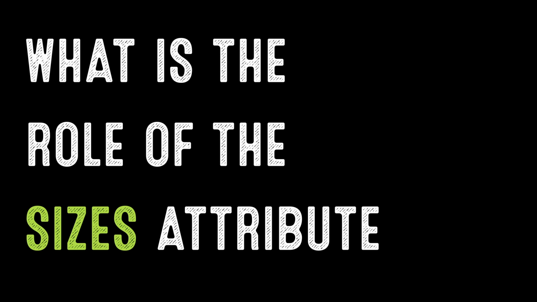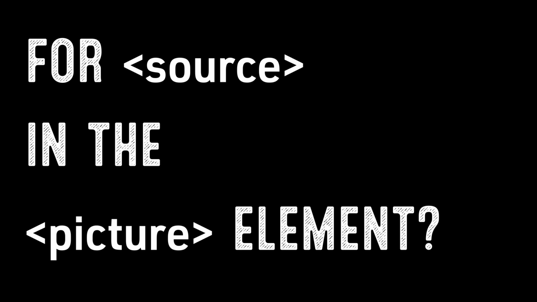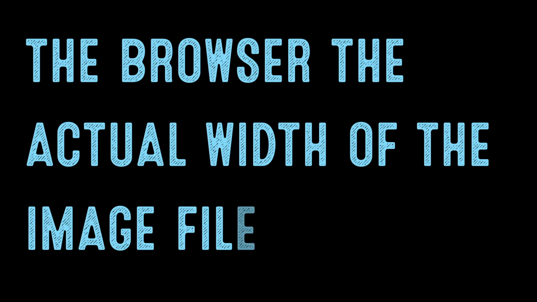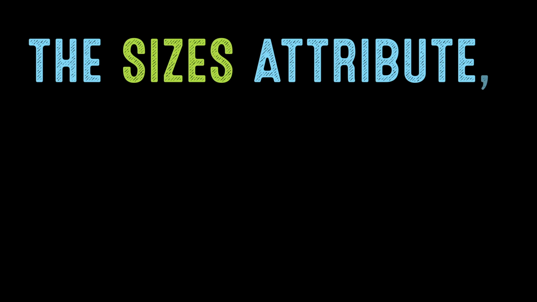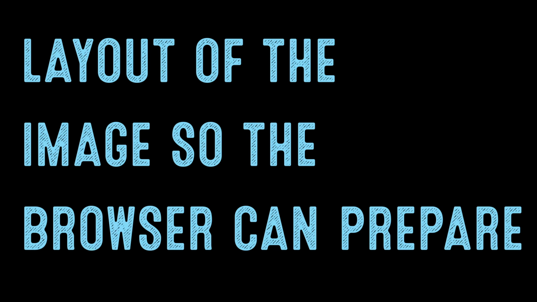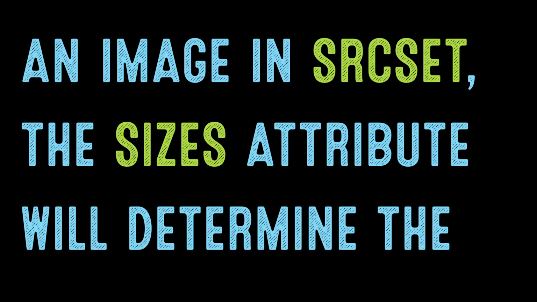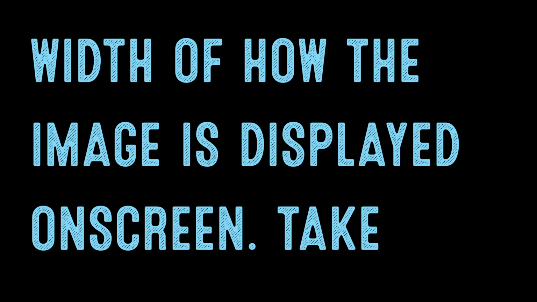The weekly code quiz. What is the role of the sizes attribute for source in the picture element? With the srcset attribute, you are using widths to tell the browser the actual width of the image files. With the sizes attribute, you are specifying a width for the layout of the image so the browser can prepare a placeholder for the image. So despite the actual width of an image in srcset, the sizes attribute will determine the width of how the image is displayed on screen.